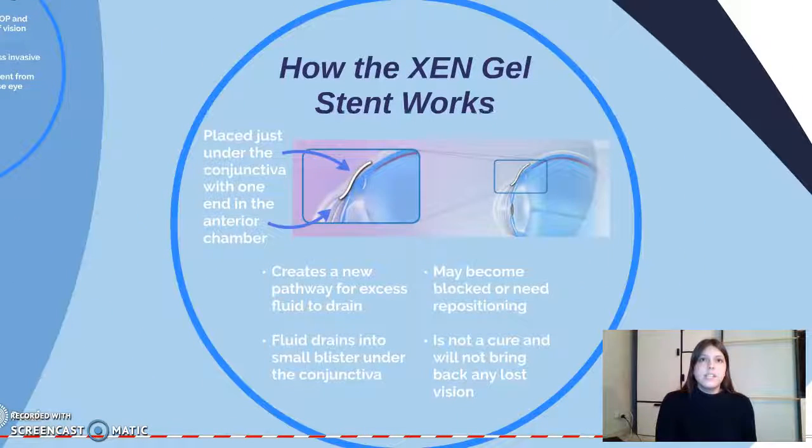The XEN gel stent is placed just under the conjunctiva of the eye, with one end protruding into the anterior chamber. It works by creating a new pathway for excess aqueous humour to drain, with the fluid draining into a small blister known as the bleb. This is under the conjunctiva of the eye.